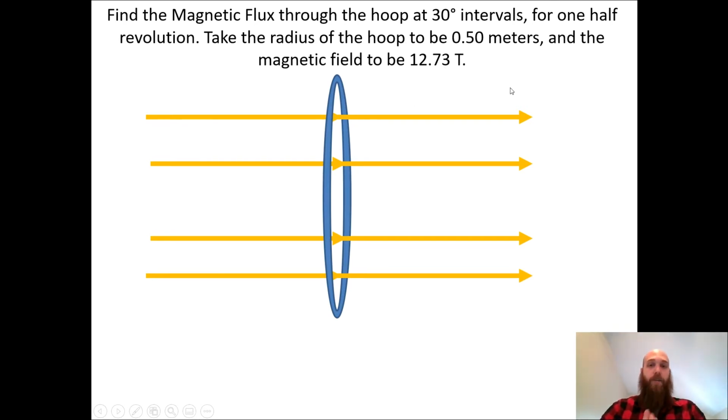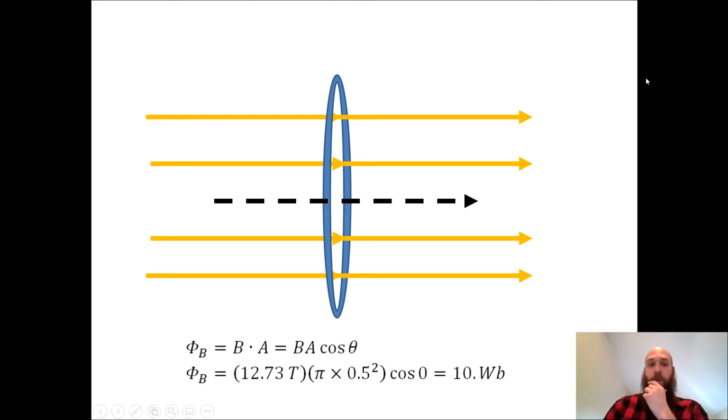Using that magnetic flux formula, we just have to calculate what phi b is going to be. And so, if we show just the first one, where we haven't rotated at all, phi b is going to be b dot a, which is BA cos theta, and when we plug in our numbers, we get 10 Webers. And so 10 Webers is going to be the most flux that we can have going through this setup.